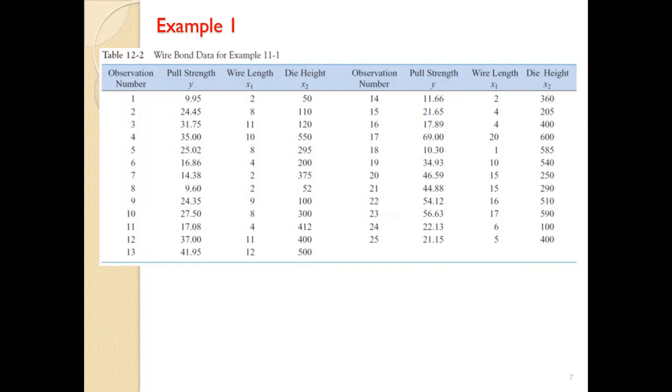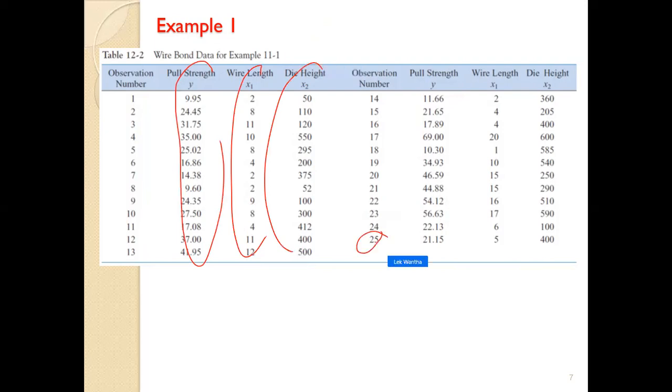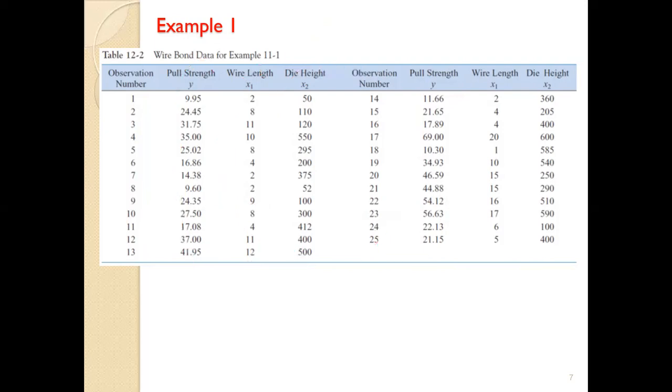This is the whole table. This is x1, x2, and we have 25 data points. Now, to fit this data to y equal to beta 0 plus beta 1 x1, where x1 is the wire length, plus beta 2 x2, where x2 is the die height.